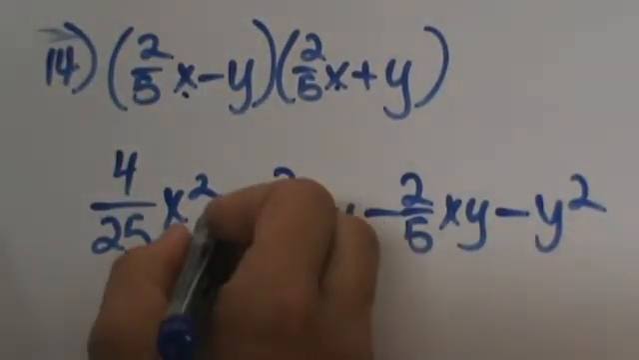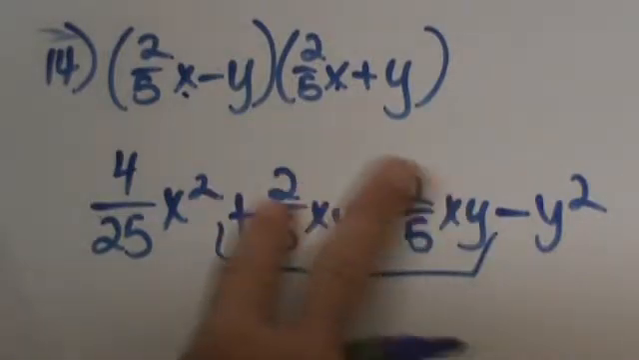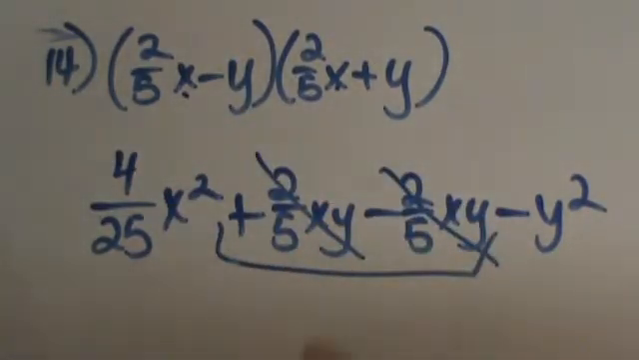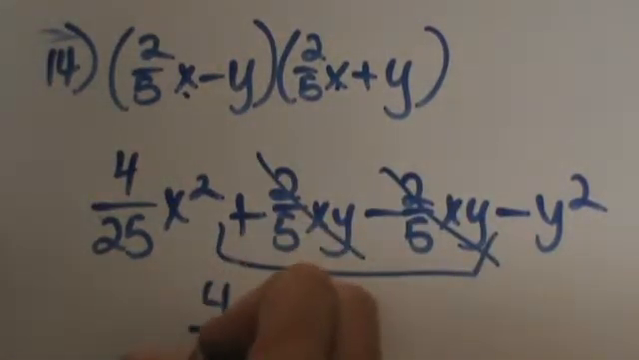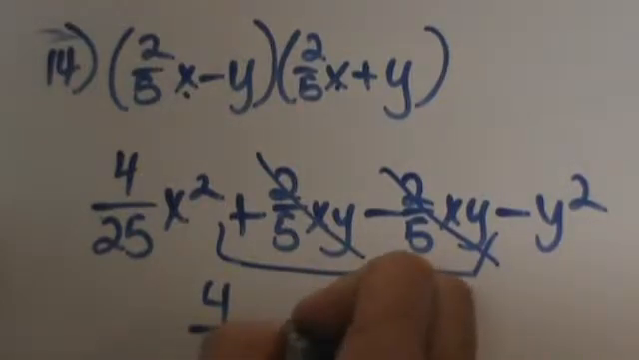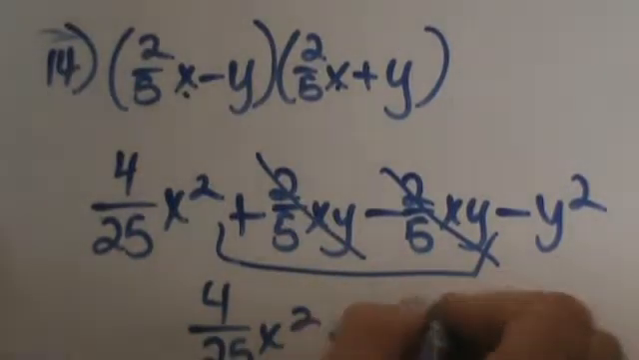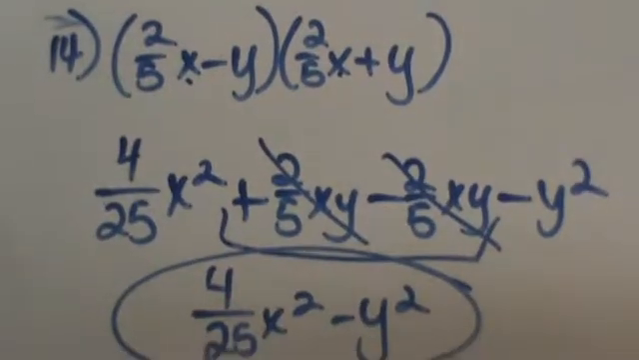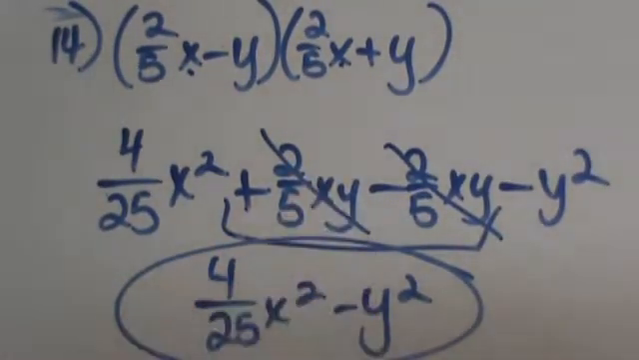Okay, middle terms, what do you notice? They're same opposite signs, so they cancel. So we have 4/25 x squared minus y squared. And that's how you would multiply that one out, okay? Just has fractions. I thought it just might give you a little trouble.